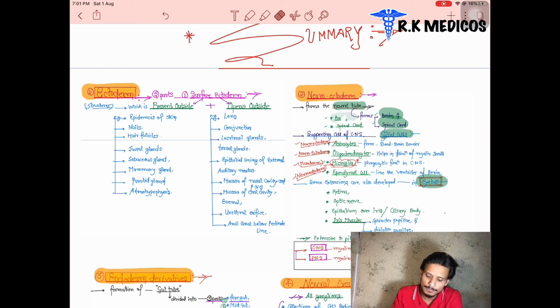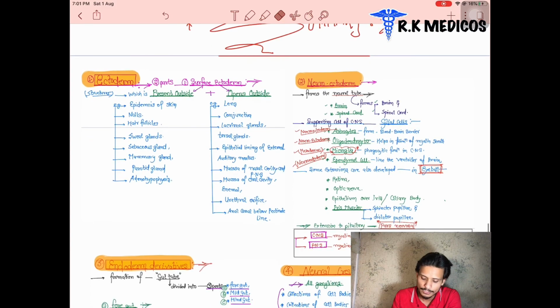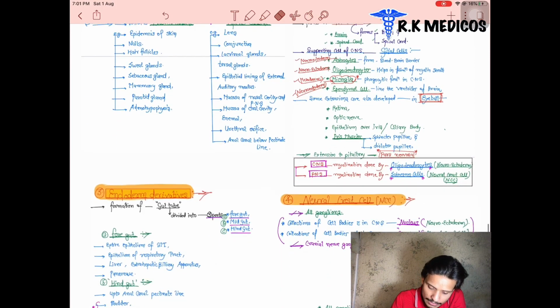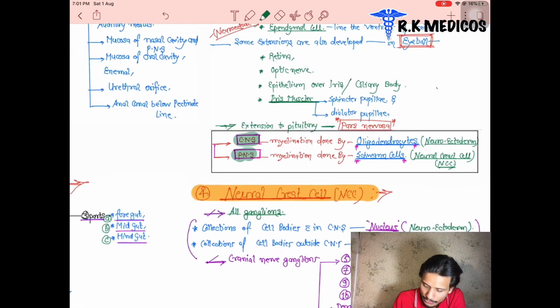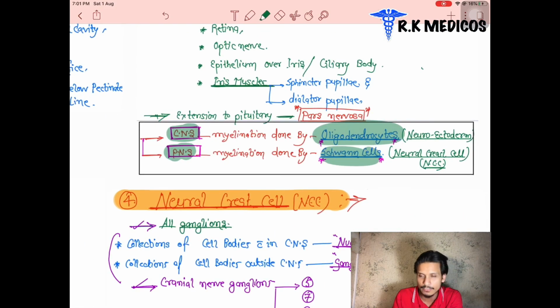The neuroectoderm is basically for nervous system development, but we discuss the neurodevelopment of the central nervous system in neurology. Next, in the central nervous system and peripheral nervous system, myelination is done by oligodendrocytes and Schwann cells. The neuroectoderm derivative in the central nervous system is the oligodendrocyte. In the peripheral nervous system, myelination is done by Schwann cells. But the Schwann cells are produced from the neural crest cells. So there are four types of germ cells.